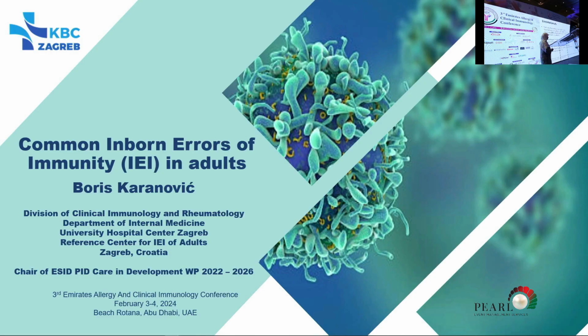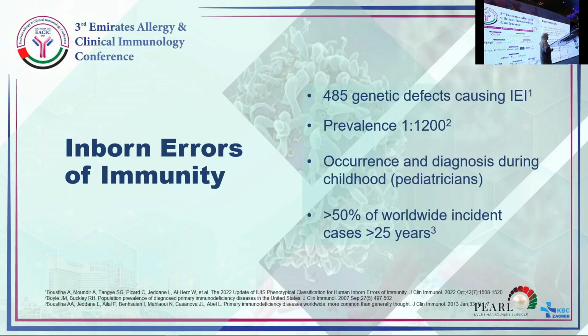of immunity. So we already heard that there are 485 genetic defects causing inborn errors of immunity, that these diseases are not as rare as we might have thought earlier. That, of course, depends on the type of genetic defect it is, with some less severe immune deficiency being, of course, more frequent, like IgA immune deficiency or subclass immune deficiency.